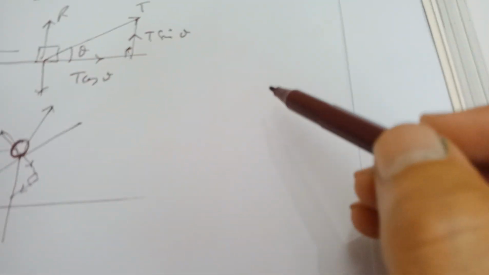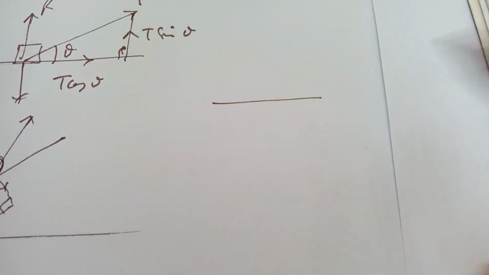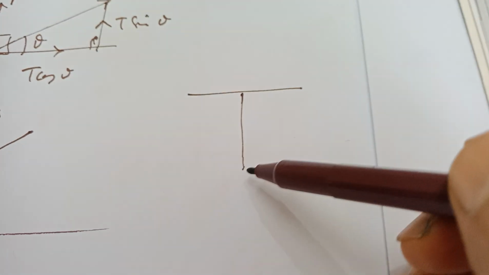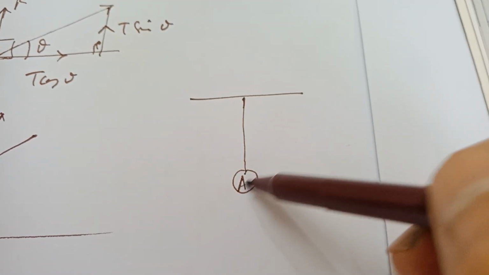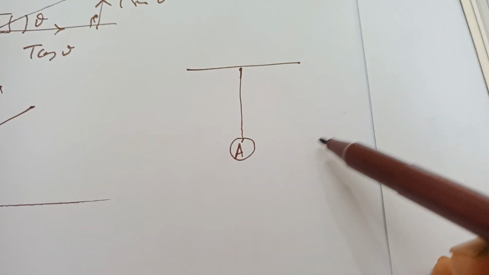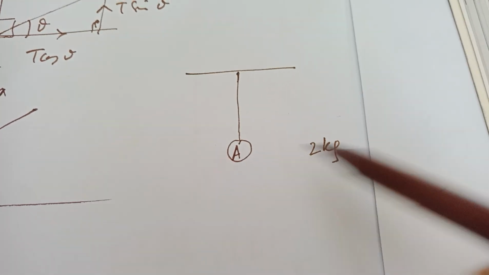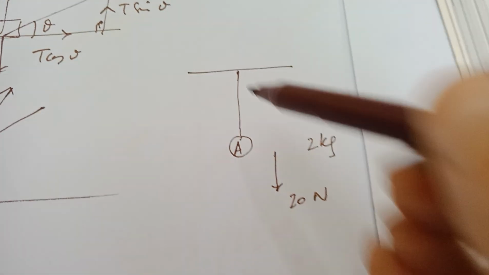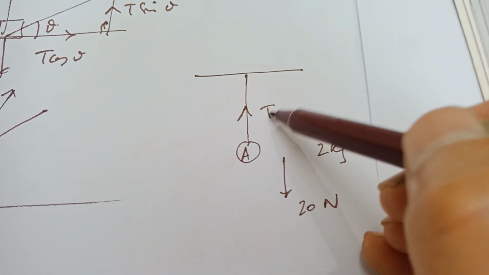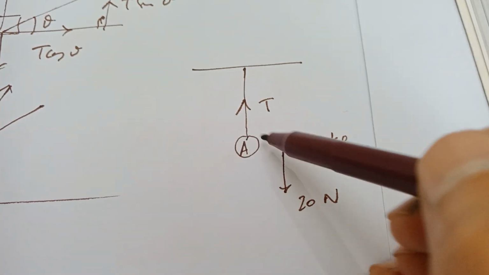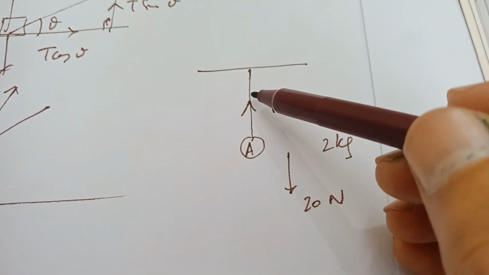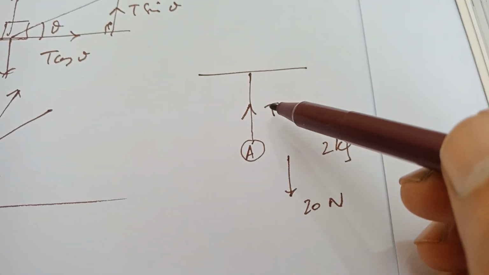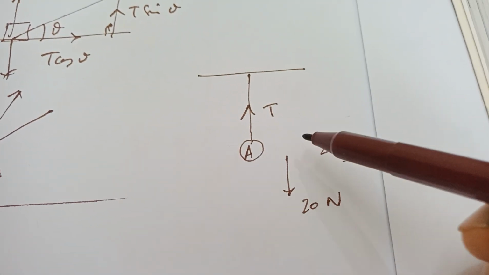Suppose there is a ceiling, there is a string, and there is a particle A, okay? Now suppose the mass of particle A is 2 kg. Its weight is downwards, that is 20 newtons. So here is the tension. Right now A is in equilibrium, so this upward tension is equal to the downward weight, okay? So the tension right now is equal to 20 newtons.